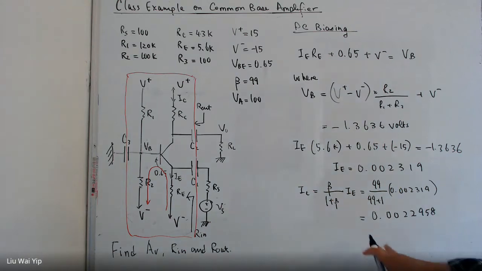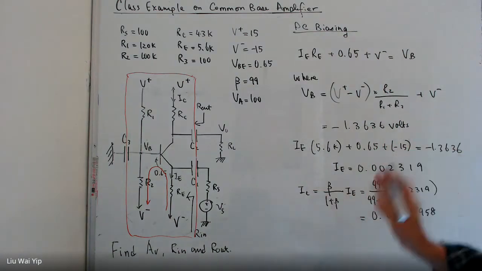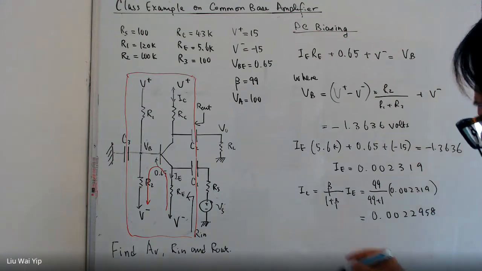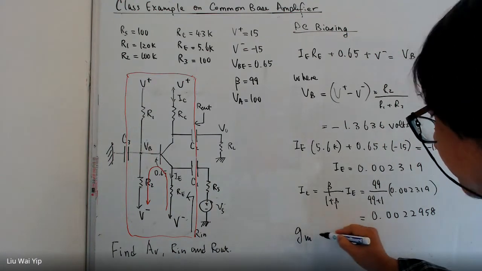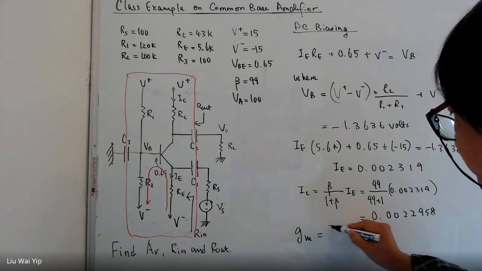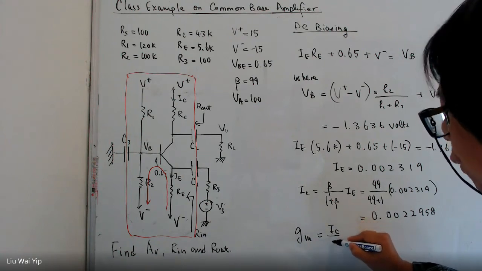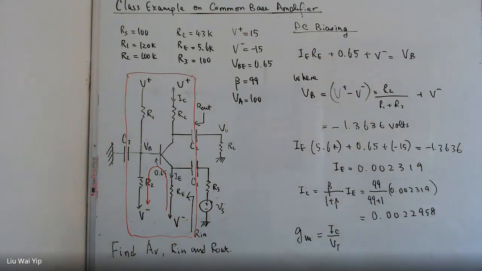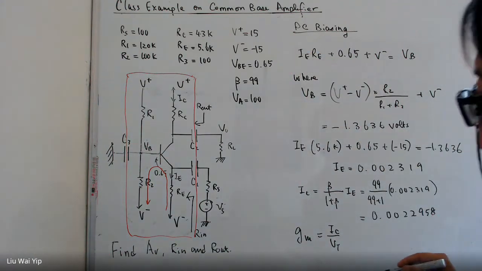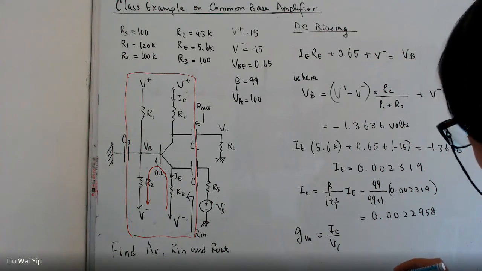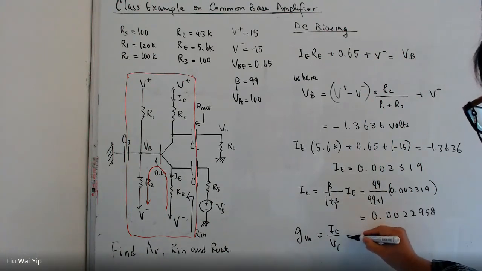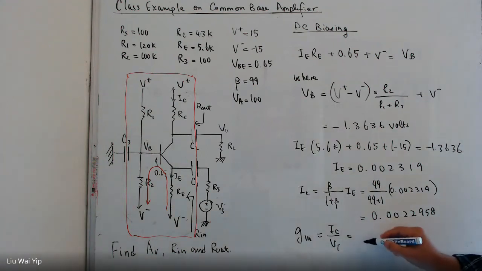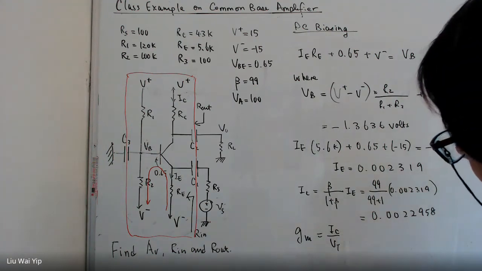So with this in mind, we can work out the small signal transconductance, gm. gm is equal to IC divided by the thermal voltage. According to the question, the thermal voltage should be 0.025. So we just substitute the value there. And if you work it out carefully, you will get gm, maybe, right?